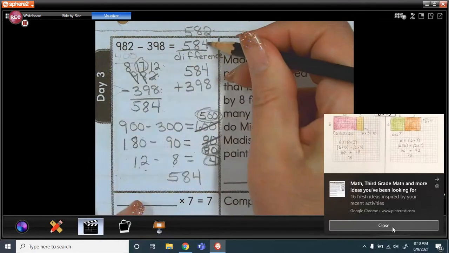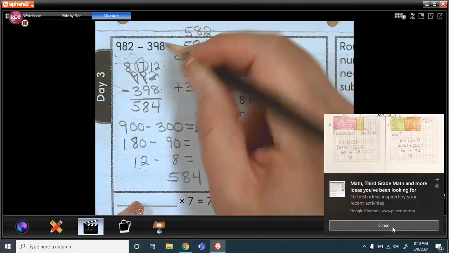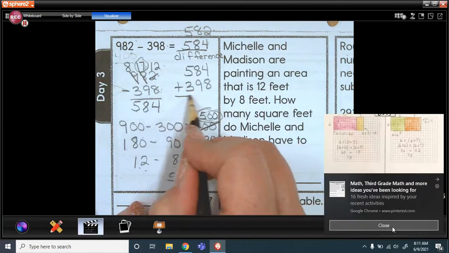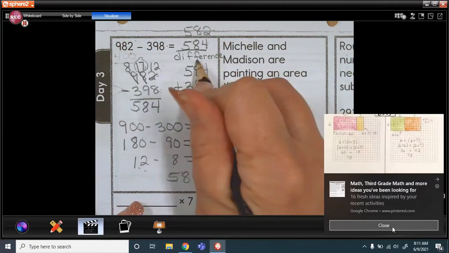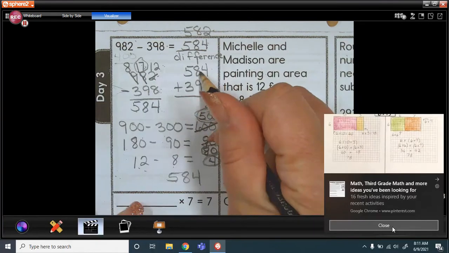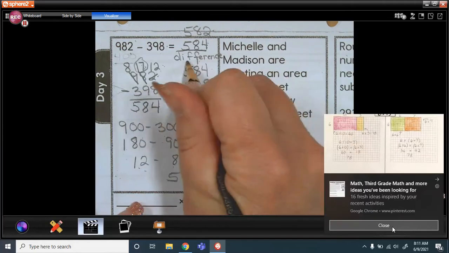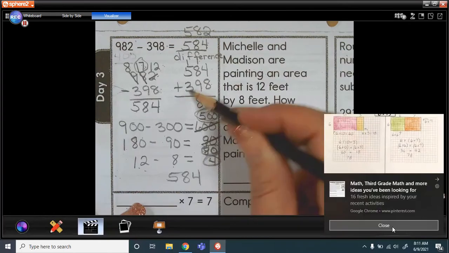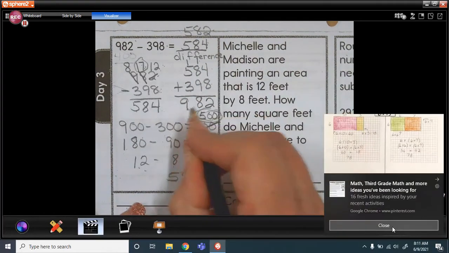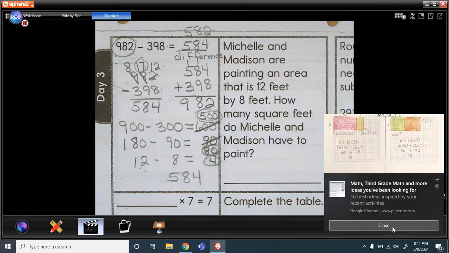So I'm going to take the part that I found, which is 584. I'm going to take the part that I subtracted and see if it adds back up to 982. So 8 plus 4 is 12. Carry my 10. 90 plus 80 is 17, which is 170, plus one more 10 is 18, which is 180. I'm going to regroup that 100 here. And that 500 plus 300 is 800, plus one more 100 is 900. 982, yep, that's what I have here. All right, so let's go ahead and take a look at the next problem.